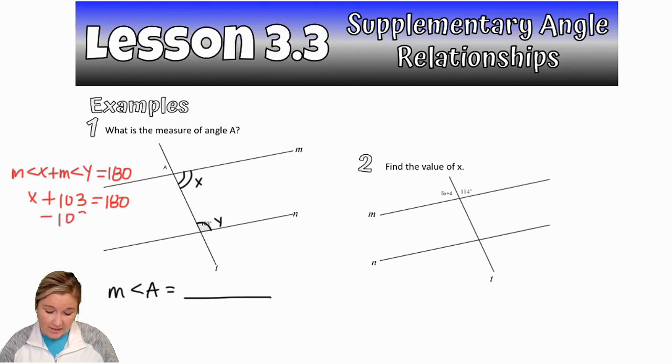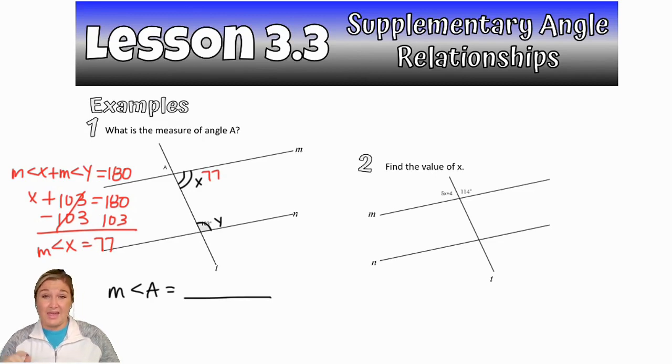So I can just subtract 103 from each side, and X is going to be equal to 77 degrees. So the measurement of angle X is 77. Well, angle A and angle X are vertical angles, and vertical angles are congruent. So I know that angle A is going to be 77 as well. If you know just one angle, you can figure out all the other angles based on your knowledge of supplementary or congruent.